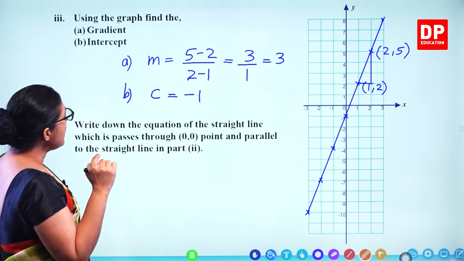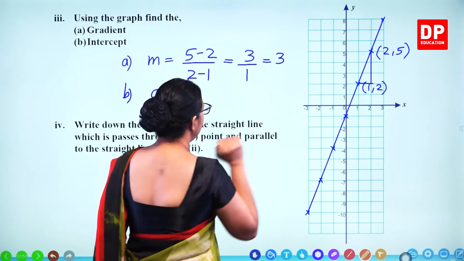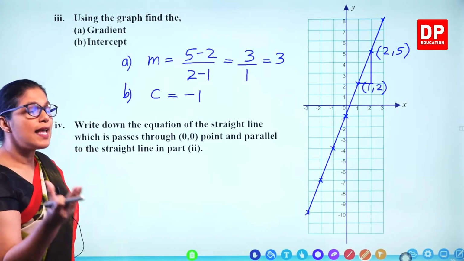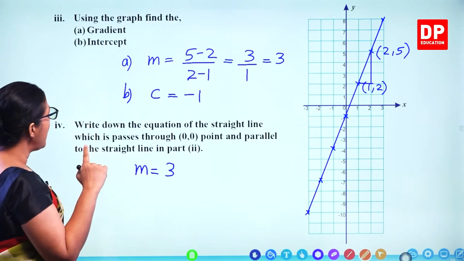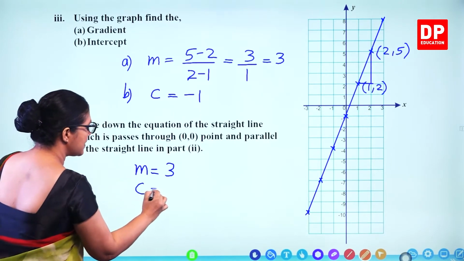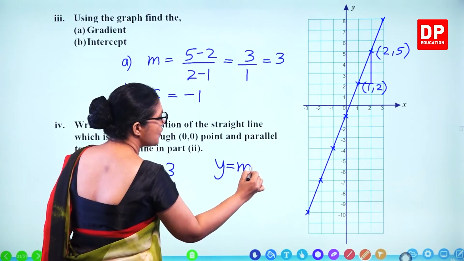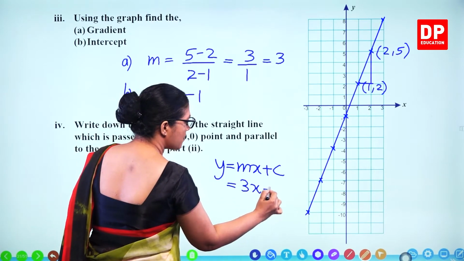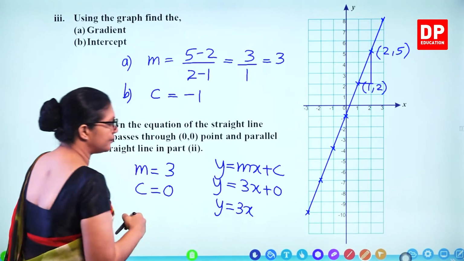Then write down the equation of the straight line which passes through 0, 0 and is parallel to the straight line in part 3. Parallel means you get the same gradient. So m is the same, 3. And passing through 0, 0 means the y-intercept c is 0. So what's the equation? The general form of a straight line is y equals mx plus c. m is 3, so 3x plus 0. You can write it as 3x.